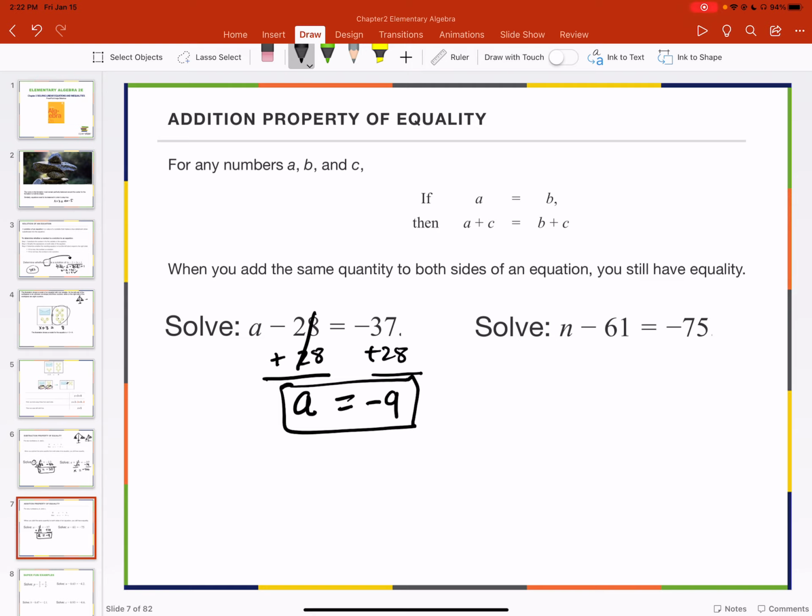Okay, so for this one here, remember, you can always pause me and try it out for yourself, and then go ahead and see if you got it correct. Okay, so here we have n minus 61 is equal to negative 75. In order to get rid of this 61, we want to solve for n. We would go ahead and do the opposite, which is add 61 to both sides. That would cancel this out. And then you would get negative 75 plus 61, right? We would subtract and keep the sign of the larger, so that would be negative 14. Okay.